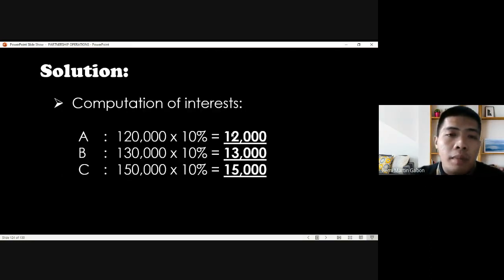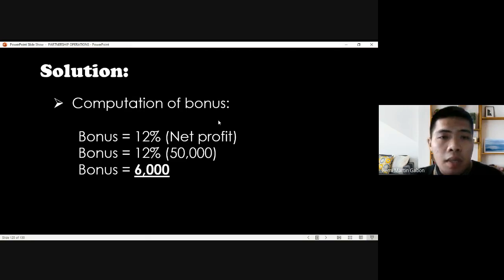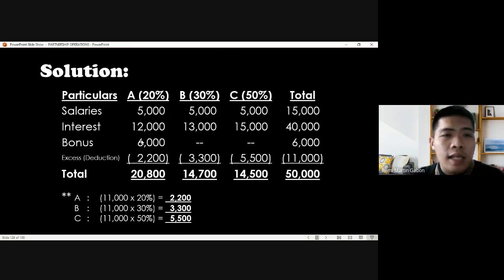Then yung computation naman ng interest, okay? So each partner, 10% na daw ng kanilang capital balance before profit or loss. So 12,000 kay A, 30,000 kay B, at saka 15,000 kay C. So computation naman ng bonus is only before everything else. So 12% ng net profit na 50,000 is 6,000 for managing partner A. So kung ilalagay natin yan sa ating analysis, take note, malaking amounts na yung nababawas. Yung interest pa lang is a total of 40,000 na. Plus 15,000 sa salaries, 6,000 naman sa interest. So malaki-laking amount na yan.